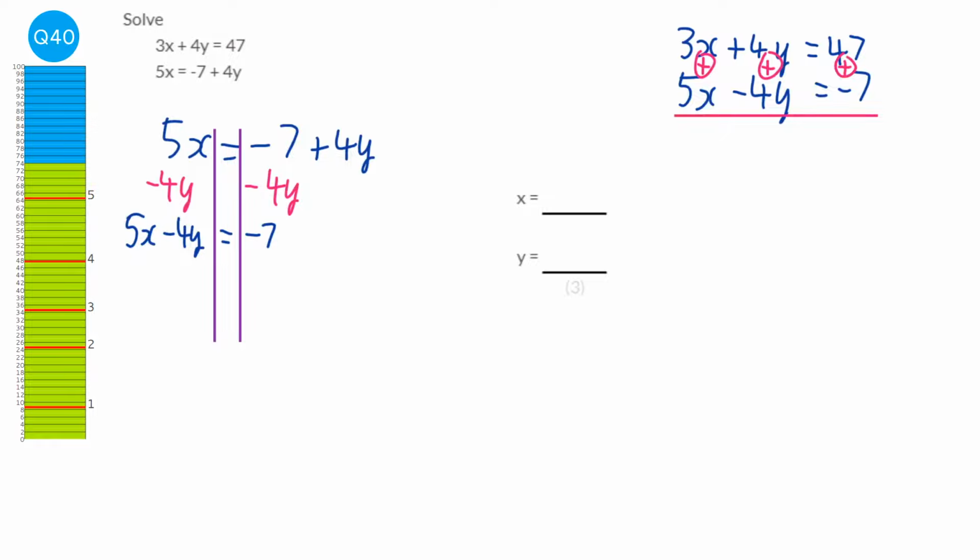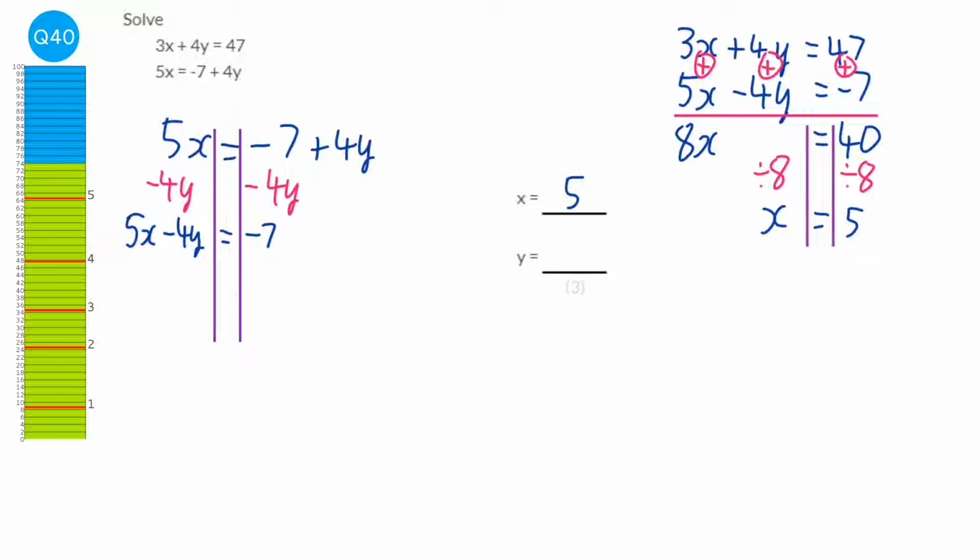So we're doing 3x plus 5x, which is 8x. 4y plus minus 4y is nothing, which is good, because we want to get rid of that. And 47 take away 7 is 40. All right. Let's put our solving lines in, and we're going to divide by 8 both sides. So we get x equals 5.